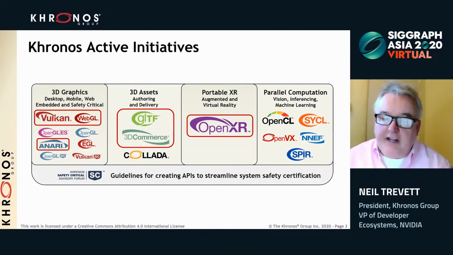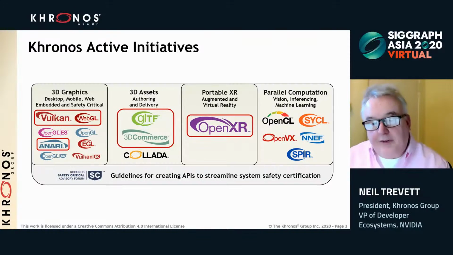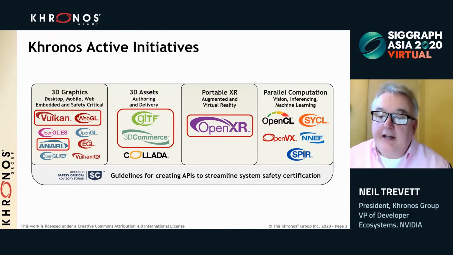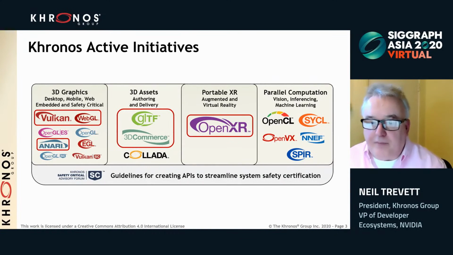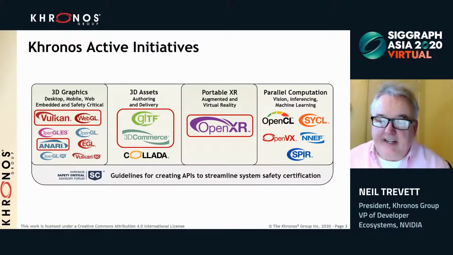Here are the standards currently being most actively developed by Khronos. There are four main groupings: 3D acceleration APIs, including Vulkan, WebGL, and the new ANARI for analytic rendering. Next, we have initiatives for 3D asset formats, including glTF, and the OpenXR API standard for portable, augmented, and virtual reality. And on the right, a family of APIs and languages for parallel computation, vision acceleration, and inferencing.